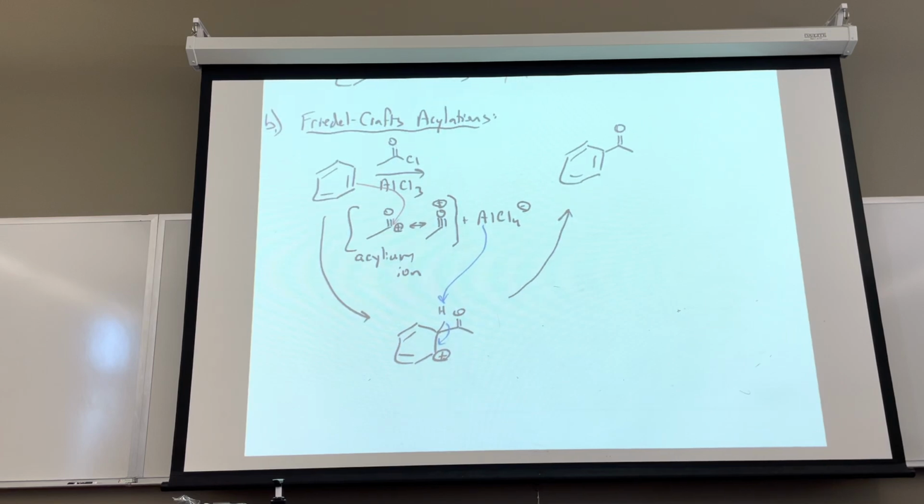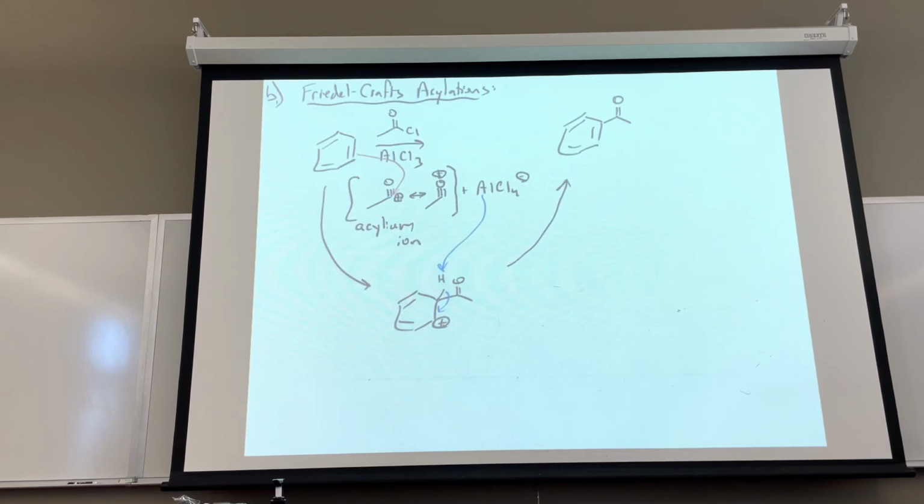So that first problem of polyalkylation, we really don't have to worry about. I'm going to call it polysubstitution because it's not technically polyalkylation in this case. Because the product is more electron poor than the reactant.